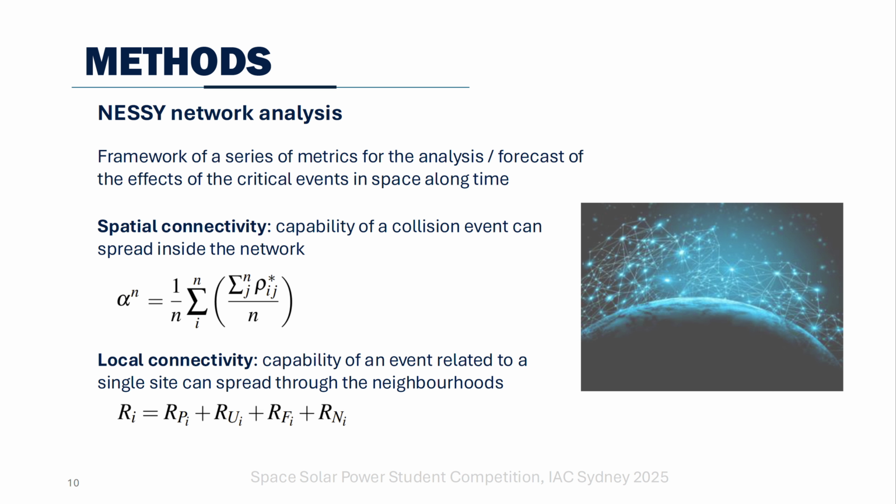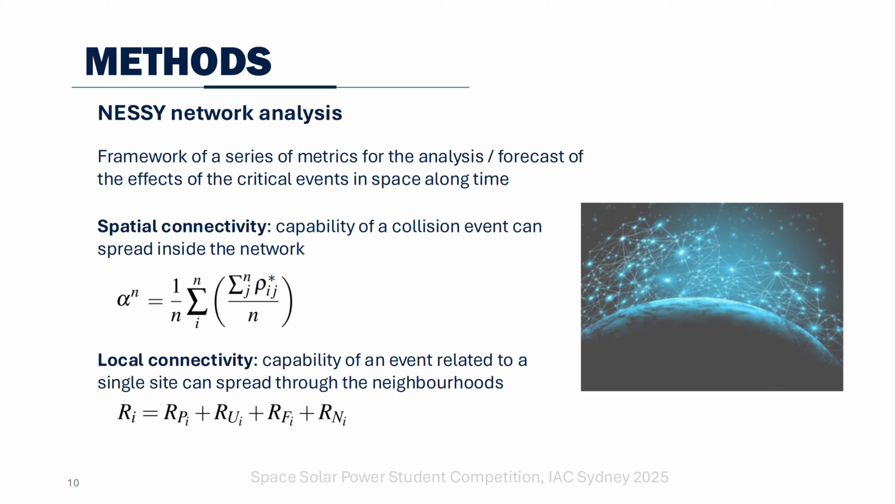So inside the network model, as we have seen before, we developed some analytics to better understand the interaction between the objects and the effects on the long term. So today we are mainly interested in spatial connectivity and local connectivity. The spatial connectivity can be understood as the capability of a collision event to spread inside the entire network, so through all the altitude shells. While the local connectivity is the capability of a collision event, again, to spread in a certain region.